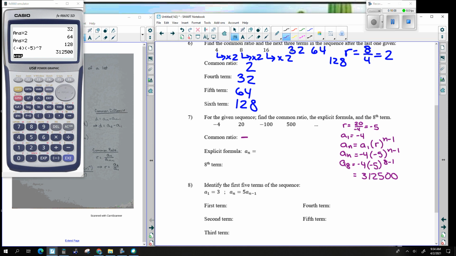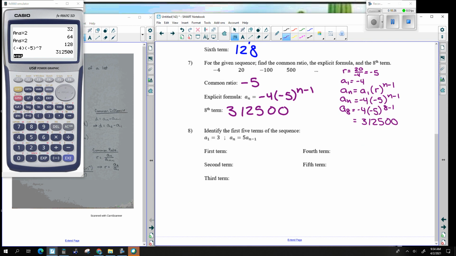Okay, so the ratio was -5. The explicit was -4 times -5 to the n minus 1. And the eighth term came out to be 312500. Easy peasy.